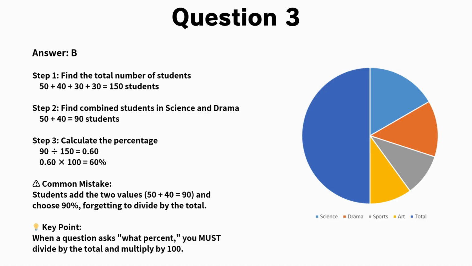Now calculate the percentage. Take 90 and divide by the total, 150. 90 divided by 150 equals 0.6. Convert to percentage by multiplying by 100. 0.6 times 100 equals 60%.